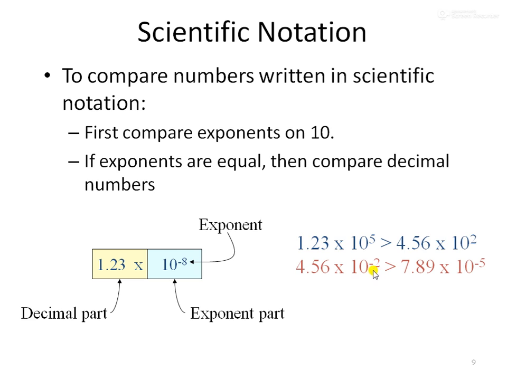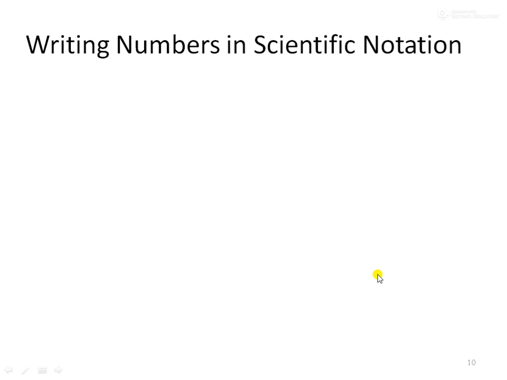Similarly in this case, you know that the power -2 is greater than the power -5. So obviously in this case this number will be greater than this. And there can be instances in which the exponents are equal. Then we have to compare the decimal numbers, and the one with the higher decimal number will be the larger one. So in this case 7.89 × 10^10 is greater than 1.23 × 10^10. So this is how comparison is done.